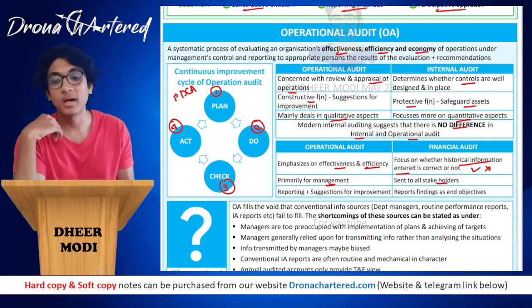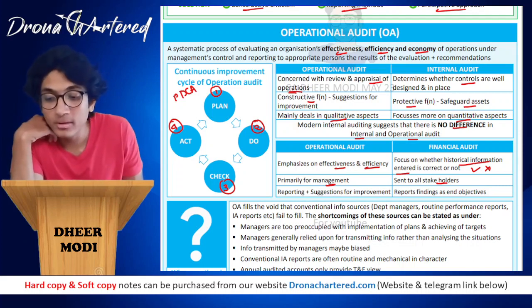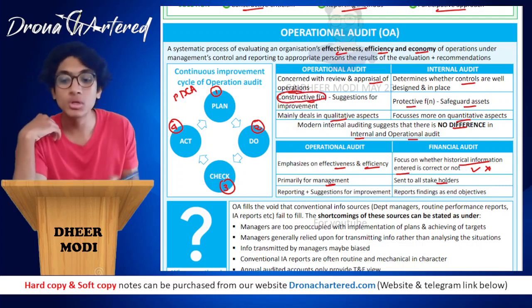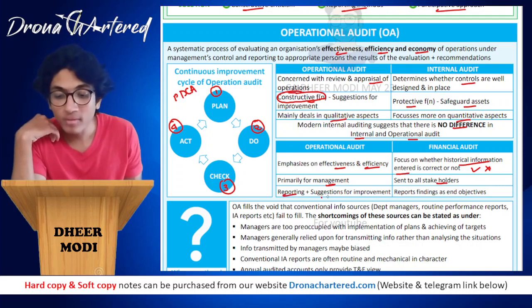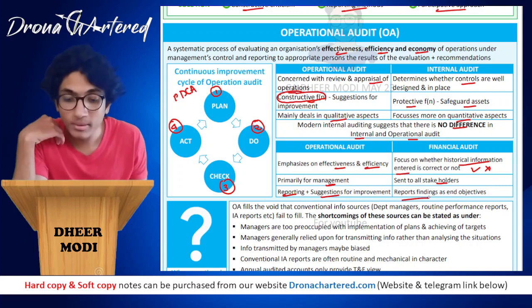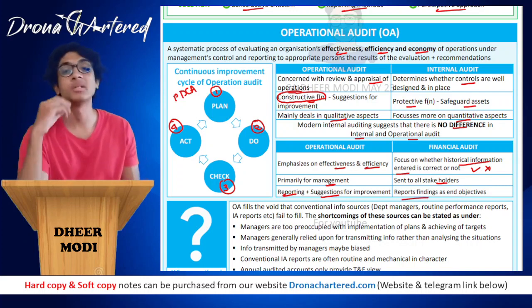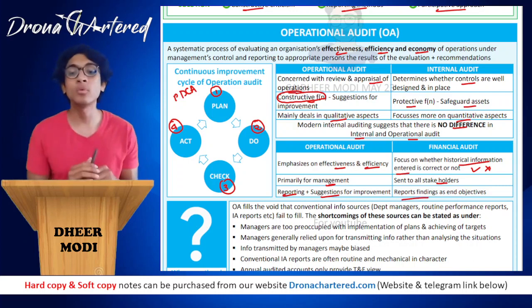Operational audit involves reporting plus suggestions for improvement. As I told you, operational audit is a constructive function. That means we want you to improve. So we will give a report, and we will also give you suggestions for improvement. While financial audit will only be reporting findings as an end objective. That means you will only do findings. You do not have to recommend.